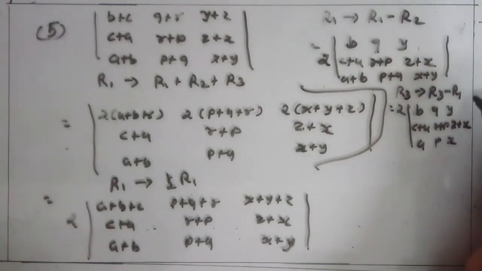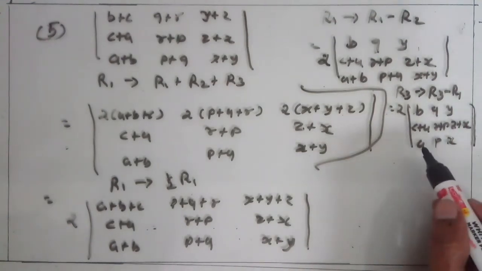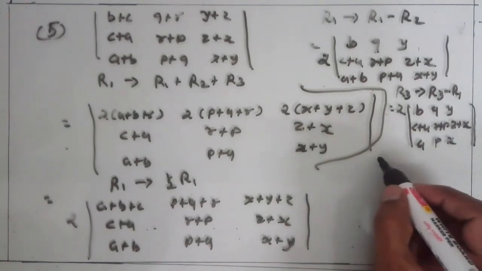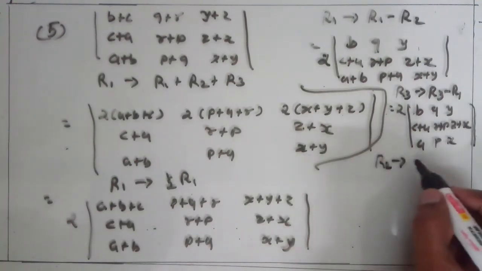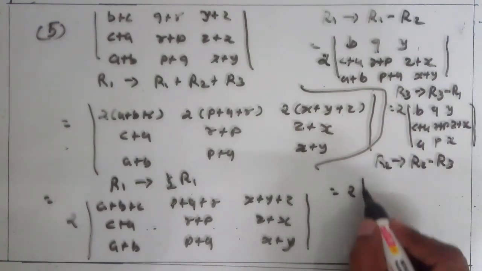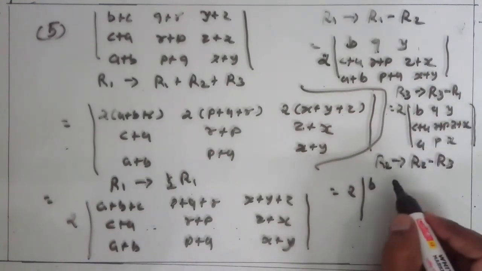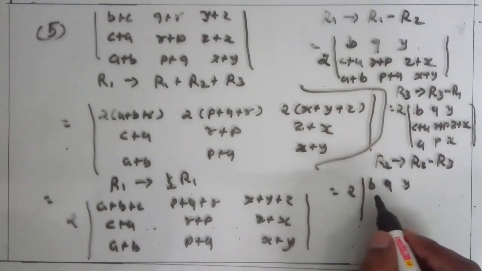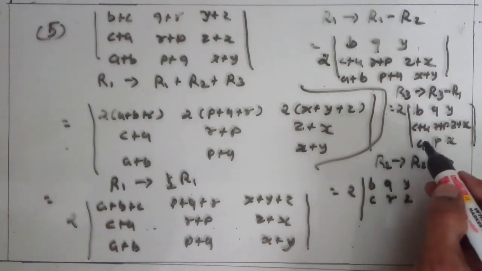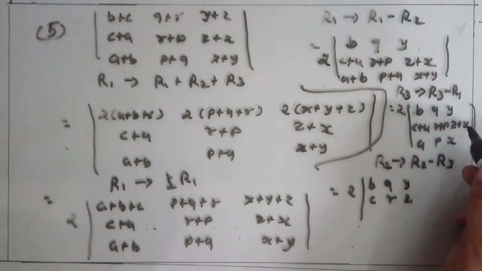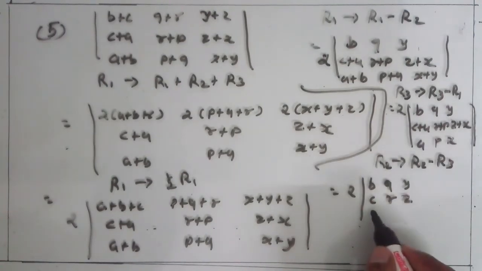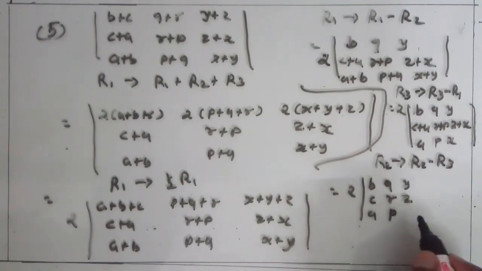So now multiplying this row by -1 and adding in the second row. That is the second row implies R2 minus R3. Clear? So it is equal to, we get 2 into, here the first row same, B, Q, Y, second row C, R, Z. Clear? A cancel, here P, P cancel, here X cancel. So R, C, R and Z. And last A, P, X.